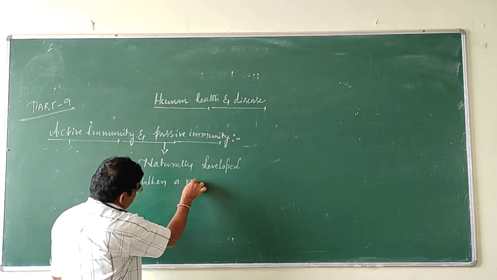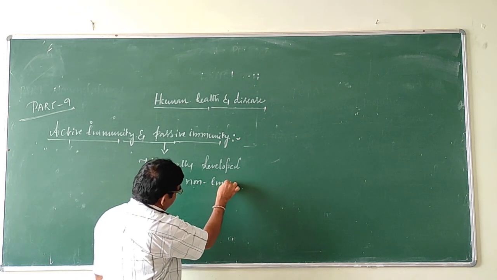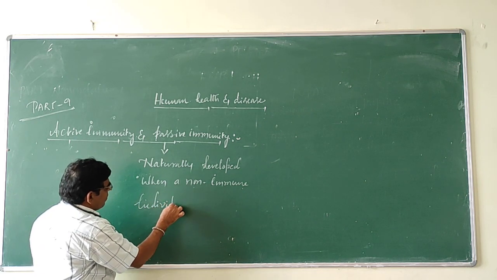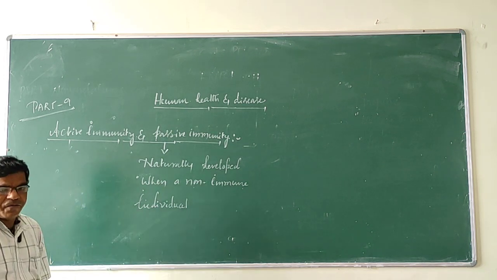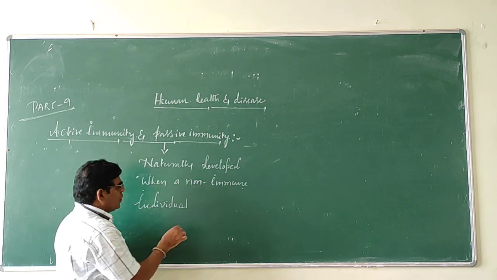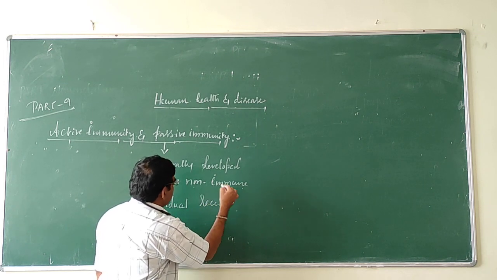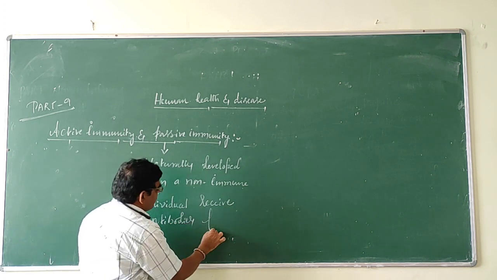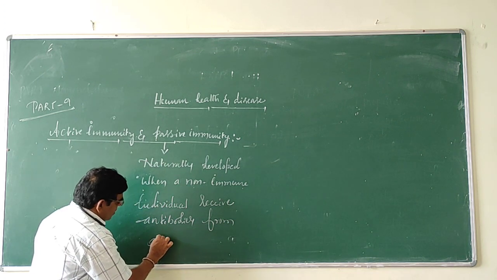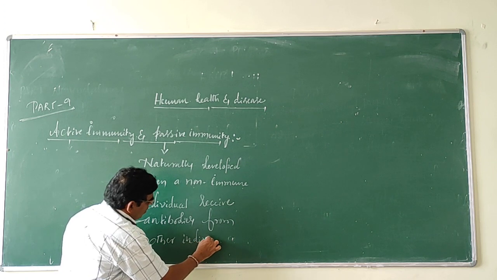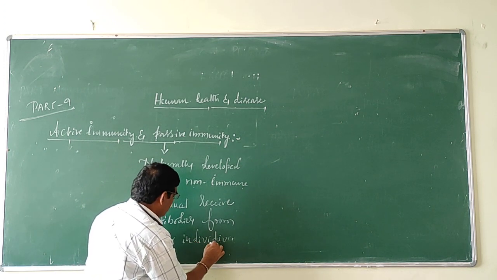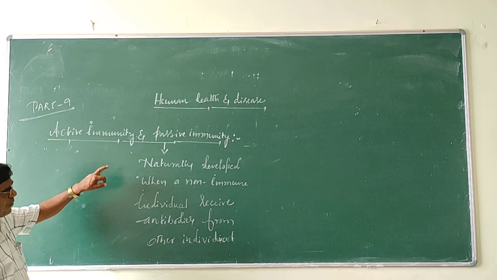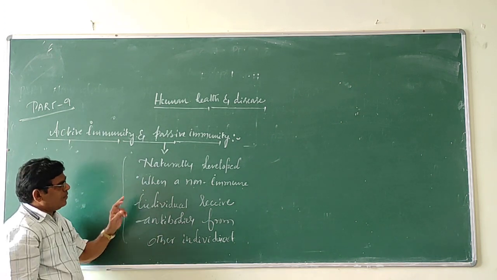a non-immune individual receives the antibodies from another individual, which is called passive immunity. Listen clearly.